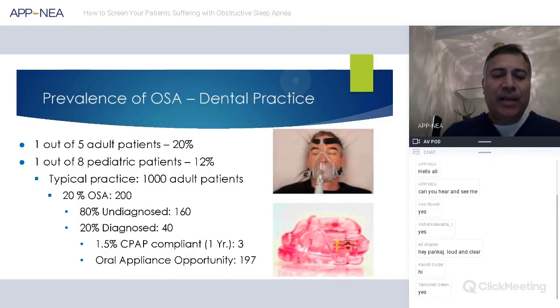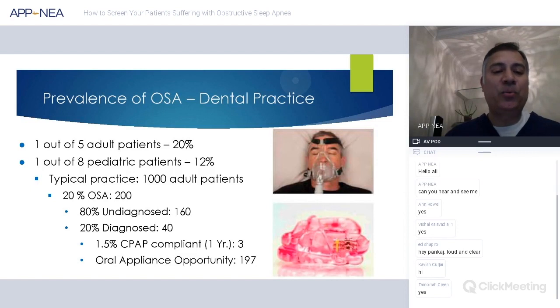So as dentists, how does it impact us? As you remember, 20% of the general population. If you just transfer that into our patient base, 20%, that's 1 out of 5 adult patients in our typical general practice, and 1 out of 8 pediatric patients, which is about 12%, suffer from sleep apnea.